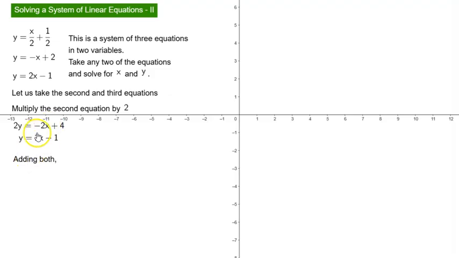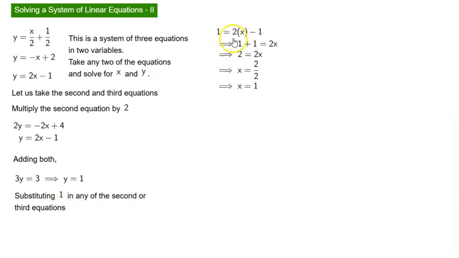Adding them both, minus 2x plus 2x cancel out, and we have 3y is equal to 3, which means y is equal to 1. Now substituting 1 in the third equation, 1 is equal to 2x minus 1, which implies 1 plus 1 is equal to 2x. We are taking 1 to the other side. So 2 is equal to 2x, x equal to 2 by 2, which is x equal to 1.